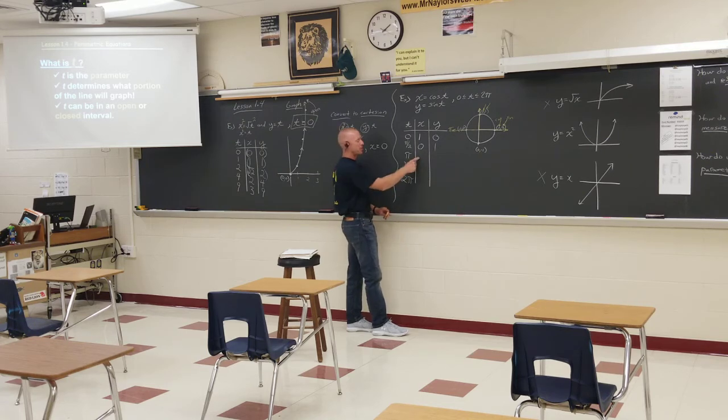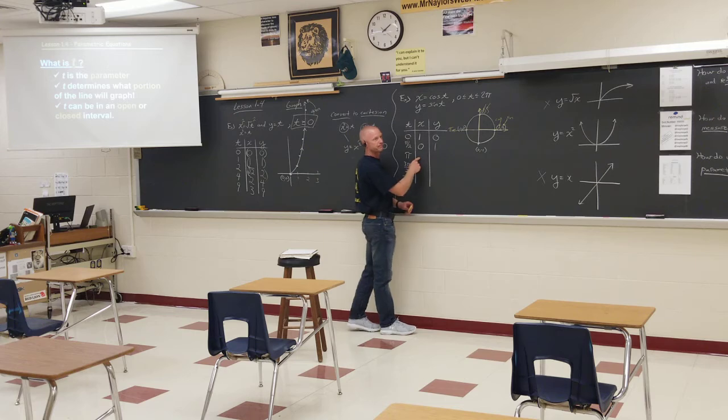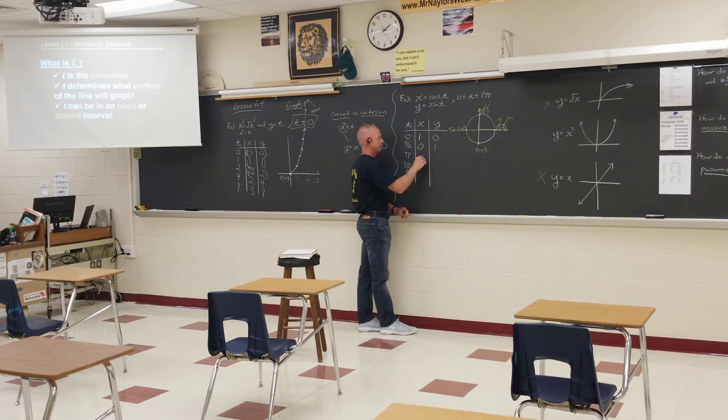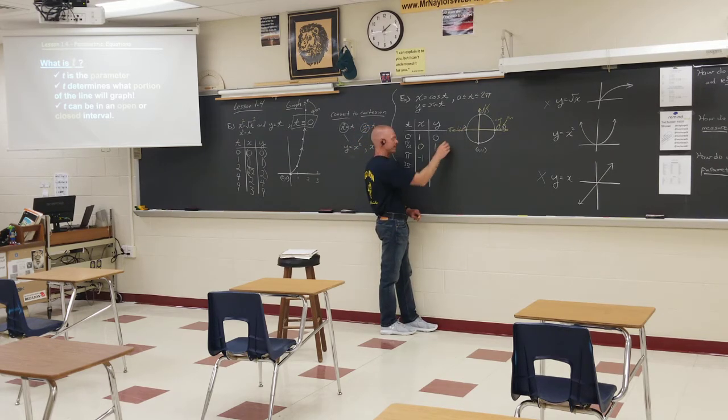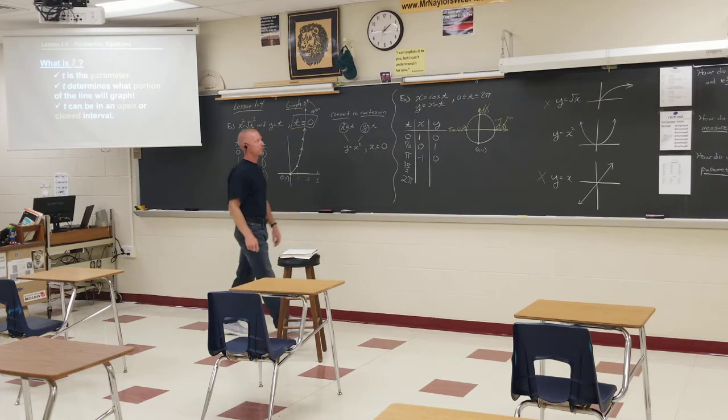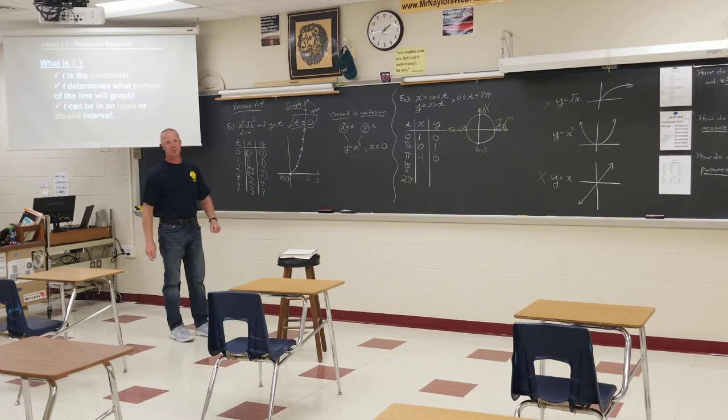Are you thinking about the cosine right here? The cosine? That's right, it would be -1. Are you thinking about the sine? That's right, it would be 0. If you haven't yet, I encourage you to try to fill in the rest of this parametric table.